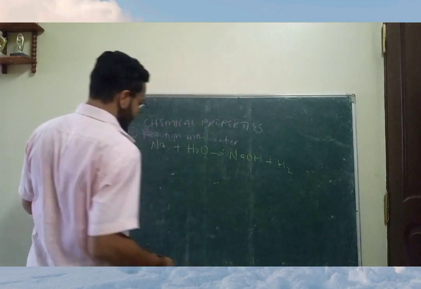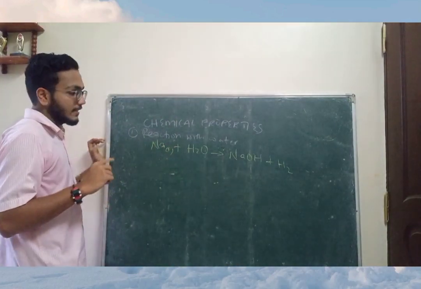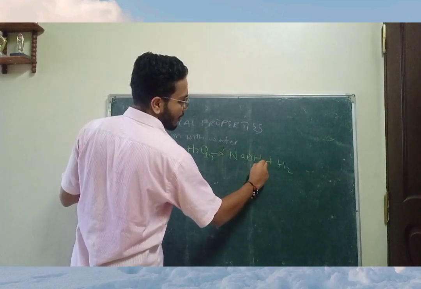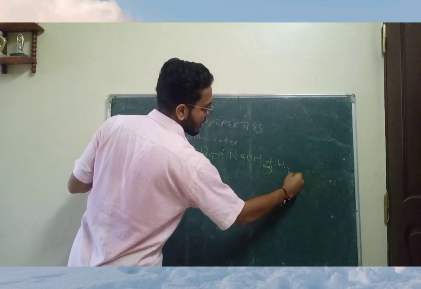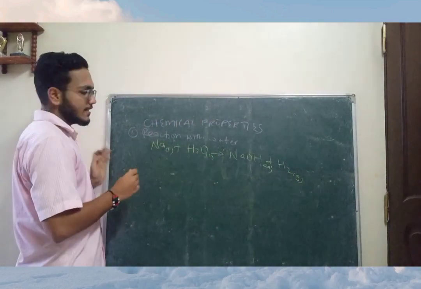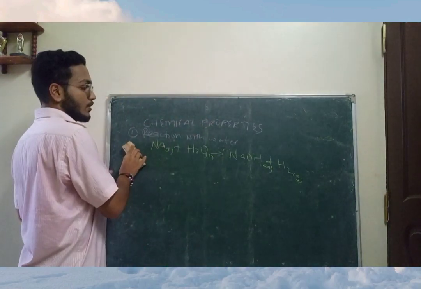We can write the state symbols, but we have not learned chemical equations, which will be taught at the end of this topic. With symbols, sodium hydroxide is aq and hydrogen gas is g. Now we won't balance this for now, but we will learn balancing at the end of this topic.